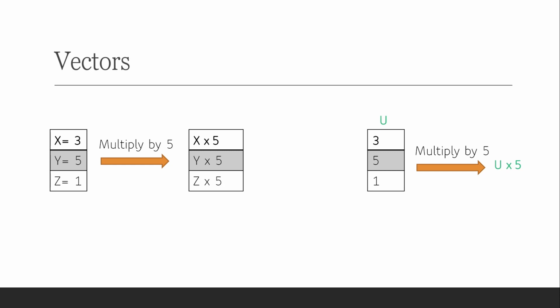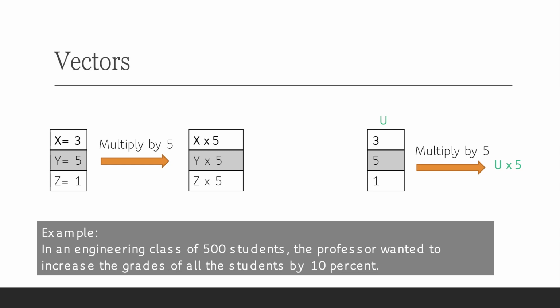But wouldn't it be easier if we store the 3 numbers in one container? This container is going to be named u, and this container u is actually a variable. This variable represents a vector of data 3, 5, 1. And then if we want to apply a common operation to all 3 numbers, we can just multiply u by 5.